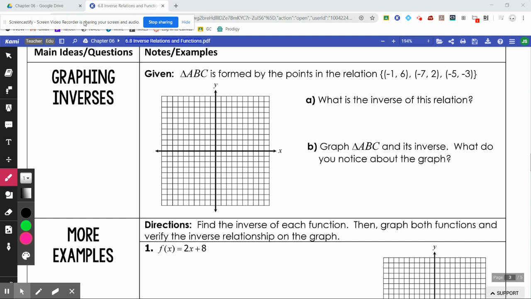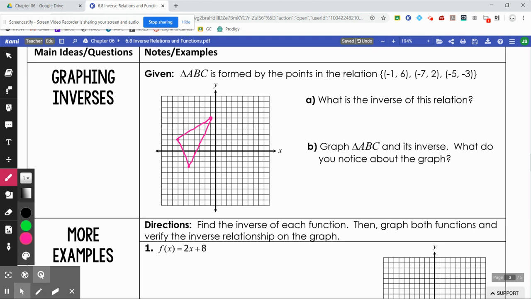In this video, we're going to be looking at the graphs of inverses. And let's see what those graphs look like when you do have two relations that are inverses. The first example says, given triangle ABC is formed by the points in the relation (-1, 6), (-7, 2), and (5, -3). Let's go ahead and graph those points.